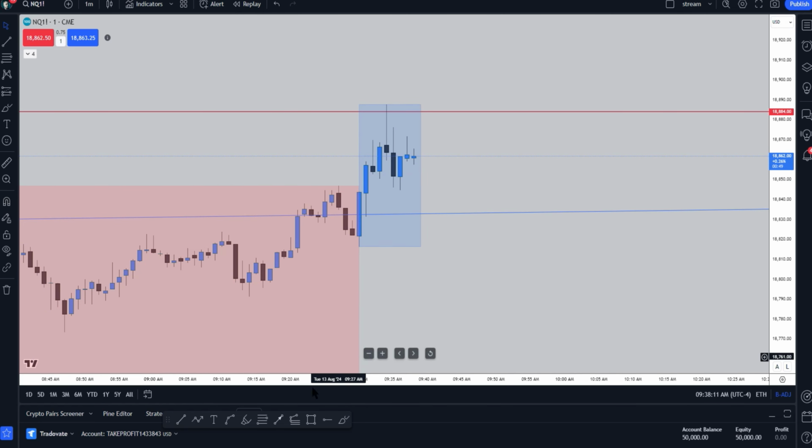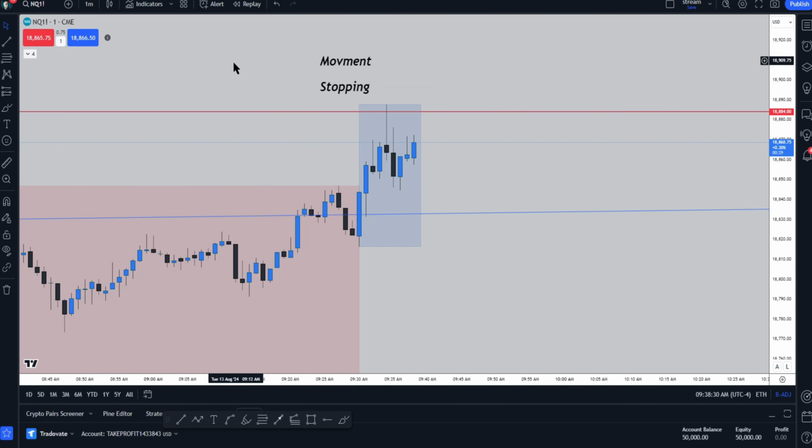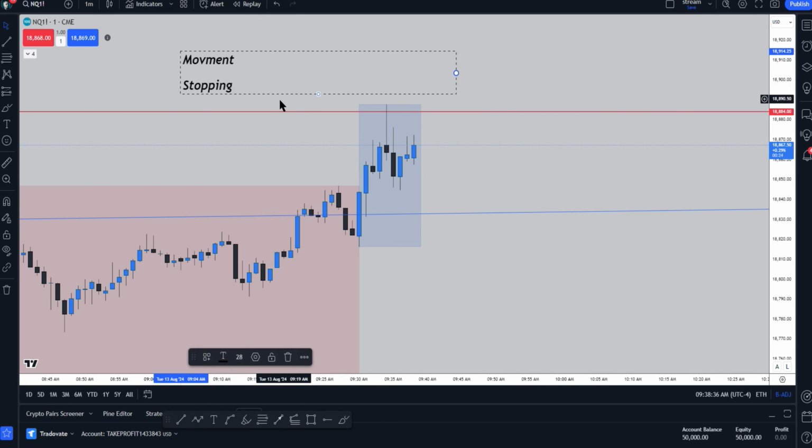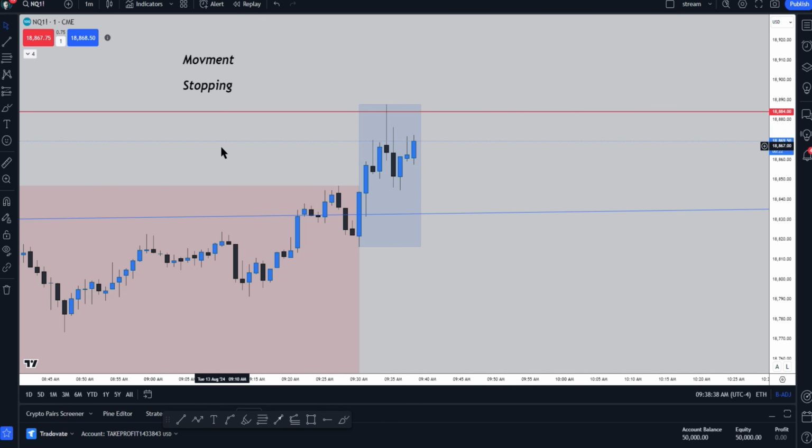So, classification of candlesticks. We're going to keep it really simple. We'll go in depth into it and classify these further. For right now, I want you to look at candlesticks as either movement candlesticks or stopping candlesticks.